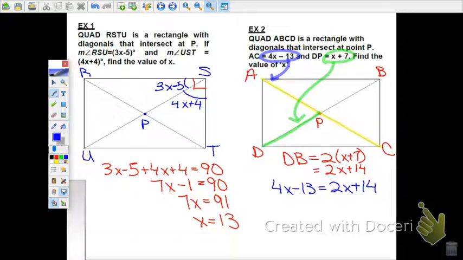So if I subtract 2x, I get 2x on the left. I want to get rid of the minus 13, so I add 13 and get 27. And I divide by 2. I get 27 over 2, which is 13 and a half, or 13.5, since it's an ending decimal.